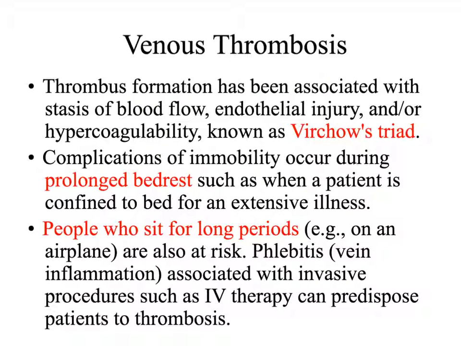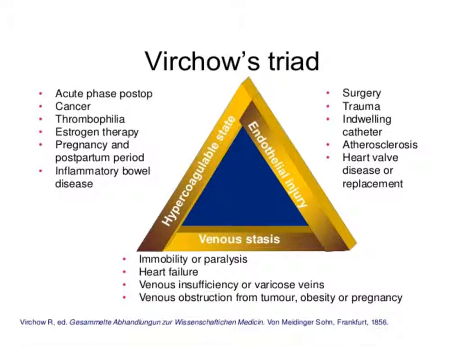Here's that slide that's discussing Virchow's triad. The thrombus formation has been associated with stasis of blood flow, endothelial injury, and/or hypercoagulability. And those are discussed in the next slide in more depth. So these are some examples of the things that can cause the hypercoagulable state here, which is different kinds of acute situations.